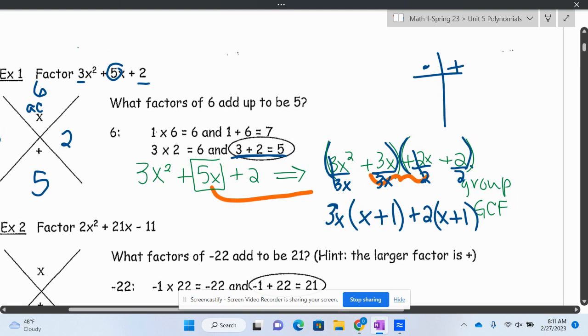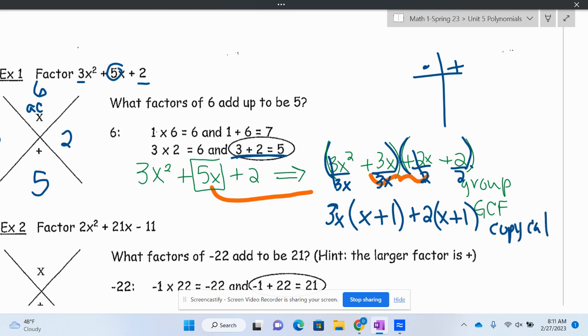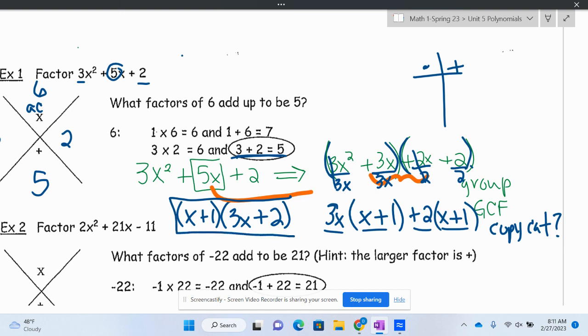If you do this right, you have what I call the copycat. Do you have a copycat, meaning a factor that has been repeated the exact same way? Yes or no? Yeah, you do. So the copycat comes out first. So that becomes x plus 1 times what you have left over, 3x plus 2. So this is how you factor by grouping when you have a trinomial and the leading coefficient is not 1.